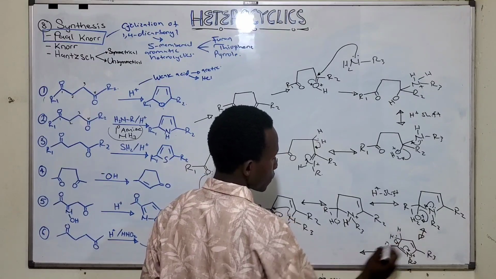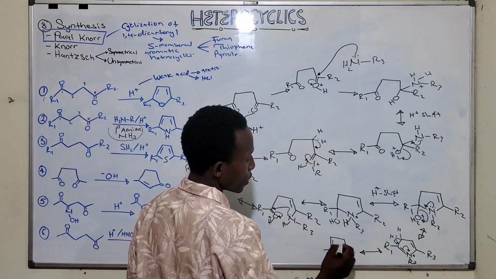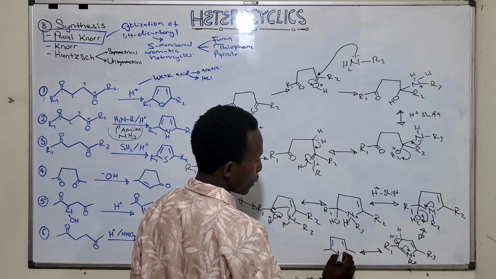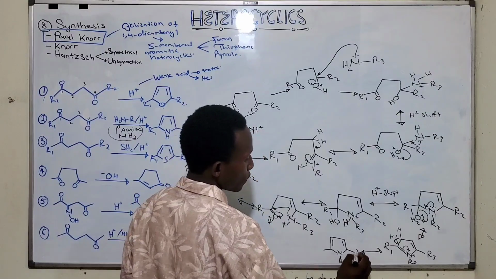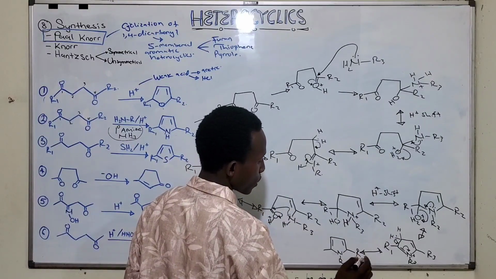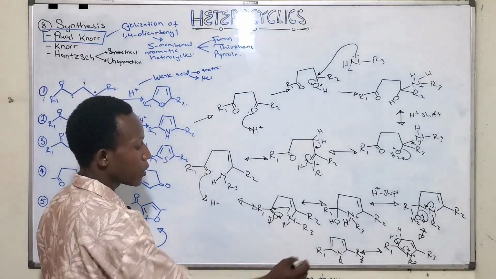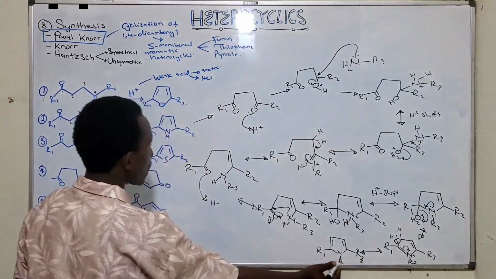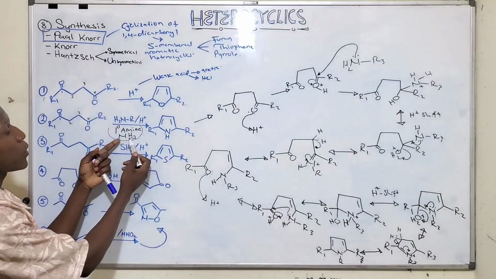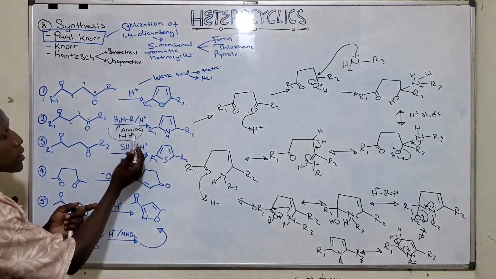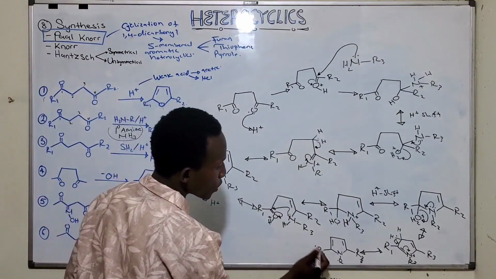So we form this, a double bond here, then N with R, and R2 here and R1. So this is our pyrrole. This R can be hydrogen. Remember, we said it can be a primary amine or ammonia. So if it's hydrogen, it is ammonia. So this is our pyrrole, in case this is hydrogen.